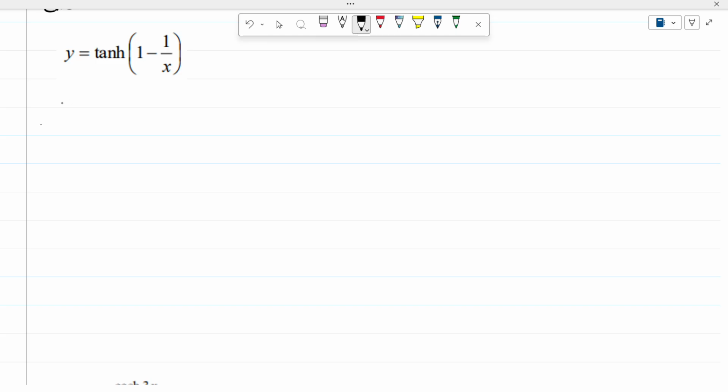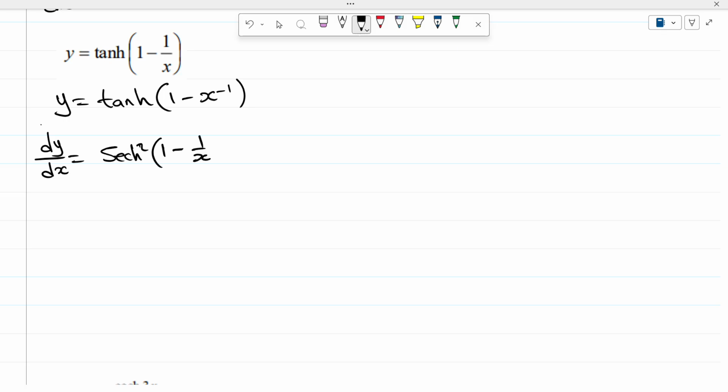So maybe I can just rewrite this first so that we will all understand what's happening. So this is 1 minus x to the power minus 1, like that. So when we now differentiate it, dy/dx will then be the derivative of hyperbolic tan, which is just hyperbolic sec squared of that argument that we're given, which was 1 minus 1 over x. Then we shouldn't forget to multiply by the derivative of the argument, which is just going to be what?